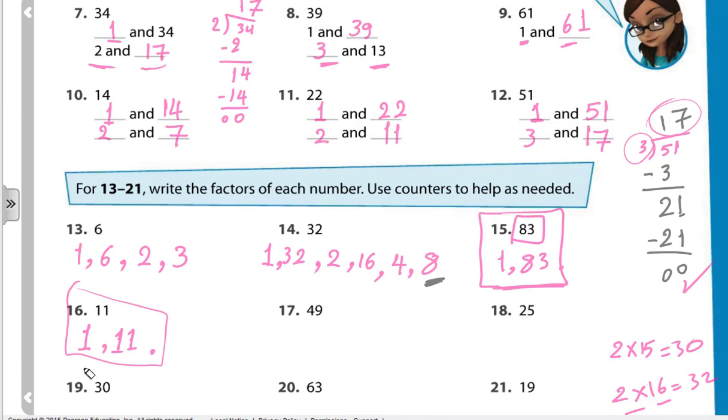49. Of course, start with 1 and go ahead. You're thinking 1 and what? The number itself, 49. Yes, 1 and 49. And now think 2, 3, 4, 5. I remember that 49 is an odd number, so it's not divisible by 2. And also it's not divisible by 3 or 4, and not in the table of 5 or 6.